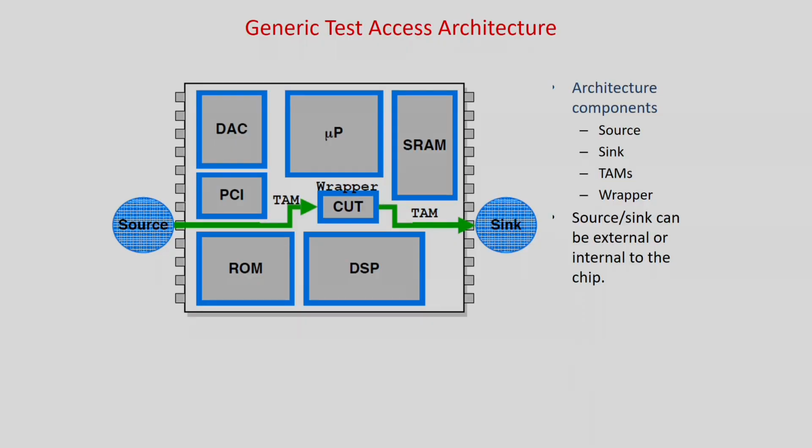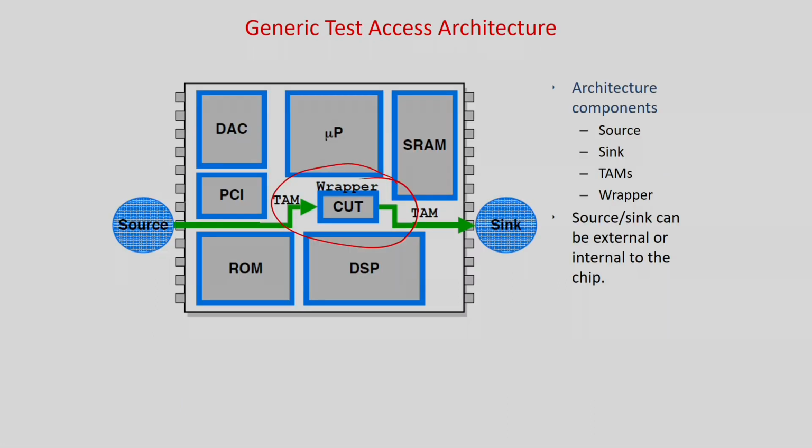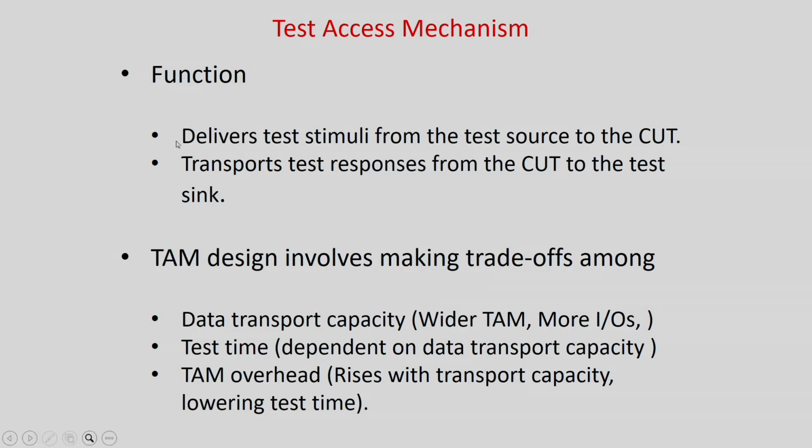Now we will try to look at these 2 parts in detail, because the source and sink are nothing but ways of generating the patterns, which means applying the patterns and analyzing the response. Now what is important is the test access mechanism, that is, how do you access the chips. It delivers test stimuli from the test source to the CUT, and transports the test response from the CUT to the test sink. That is the job.